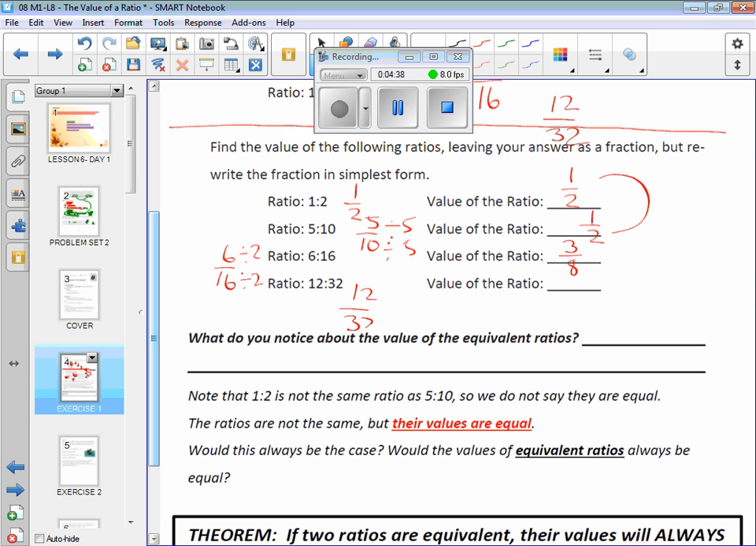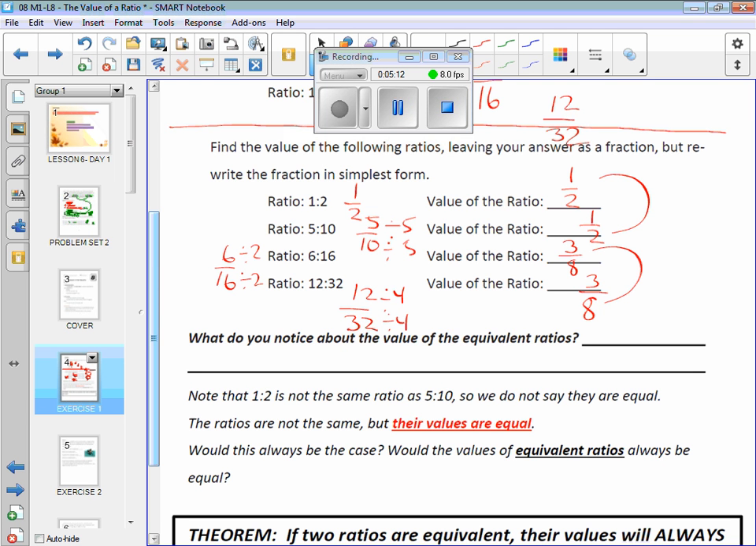What about 12 to 32? Is there a number that goes into both? Franco? 4. Correct. Ready? What's 12 divided by 4? 3. 32 divided by 4. 8. Equivalent ratios have equal values. 3 to 8, 3 to 8. And that's why we're able to connect those two. Yes, so pretty much just simplifying? That's what it is.